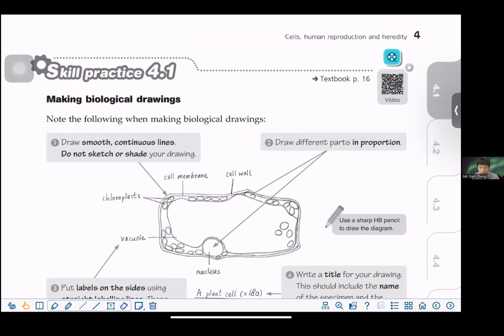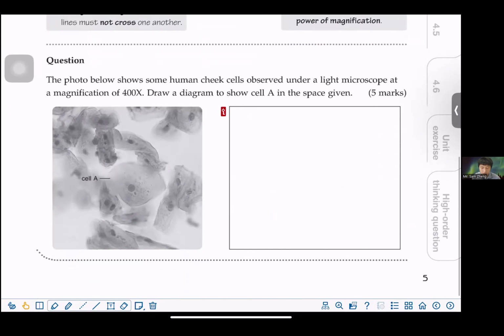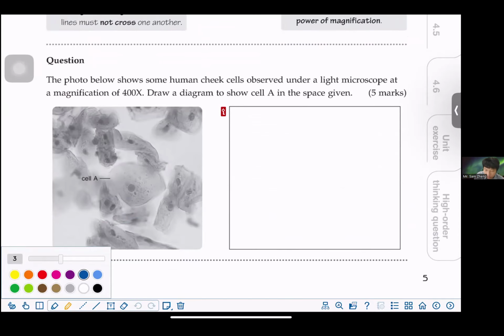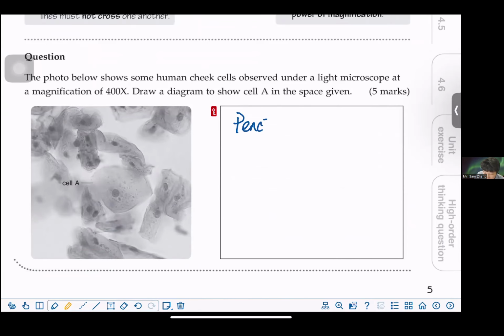Okay, next, here it will be the drawing of the cells. So how can we draw? Now remember, first thing, we need to use the pencil to draw it, so you need to bring the pencil. Then the second step, we need to use the pencil to sketch the structure of the desired cell that we would like to draw.